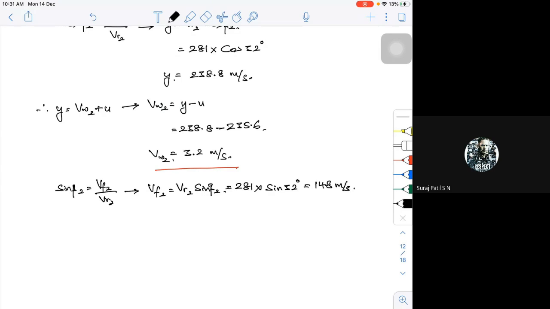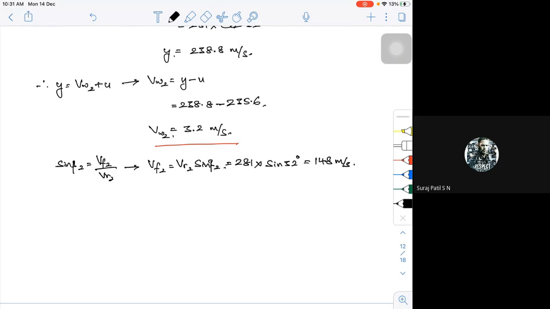Okay. So once you have got this, what do I need to find? See, we need to find the axial force. So to find that axial thrust, F axial is equal to mass flow rate into the difference in your flow velocities, that is VF1 minus VF2. That is 6 into 179 minus 148. So this is around 181 newtons.